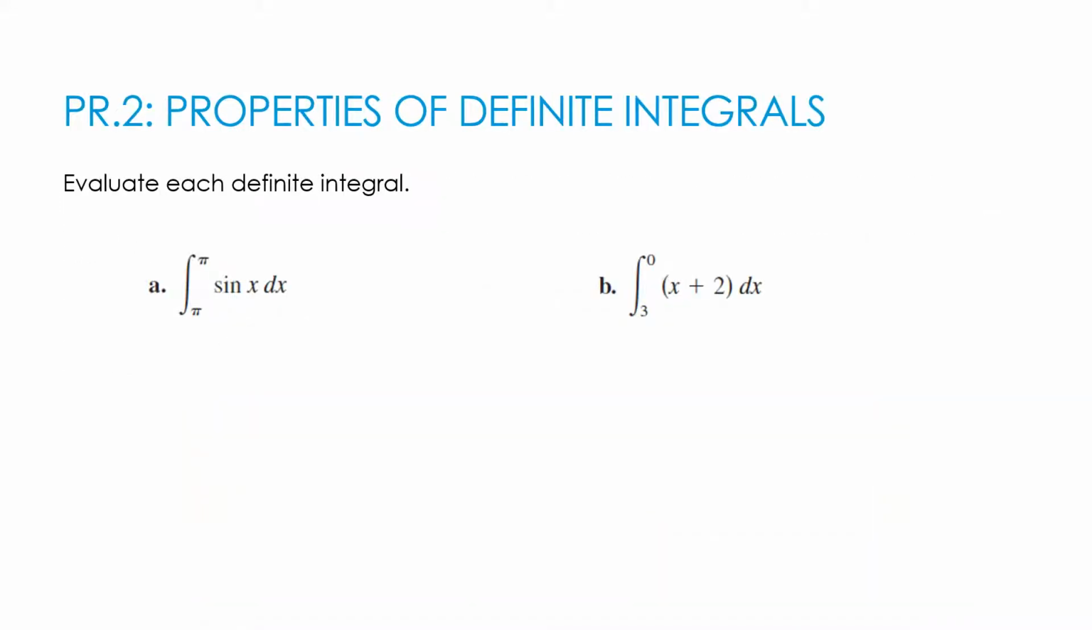So let's take a look at two super easy examples. The first one says, from pi to pi of sine x dx. So I could have put anything I wanted here, because from pi to pi, or 1 to 1, or 9 to 9, it's 0 every single time. The other one says, find the integral from 3 to 0.